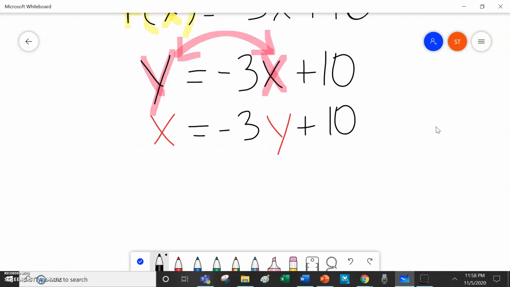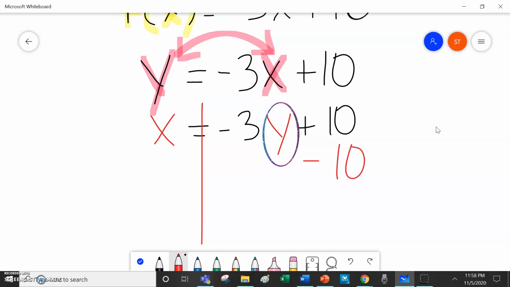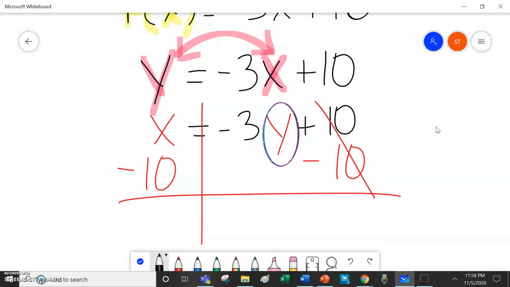So we're looking to get y on its own. So what I will do is first subtract 10 from both sides of this equation. The 10's cancel out. X minus 10 cannot combine, so it's simply x minus 10. We rewrite everything else equals negative 3y.